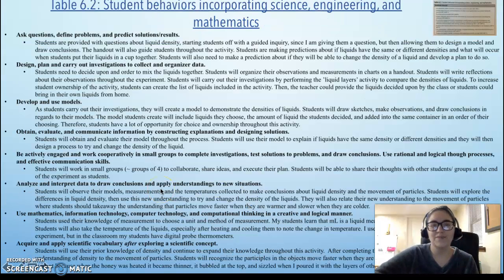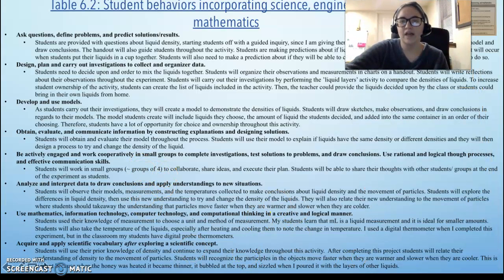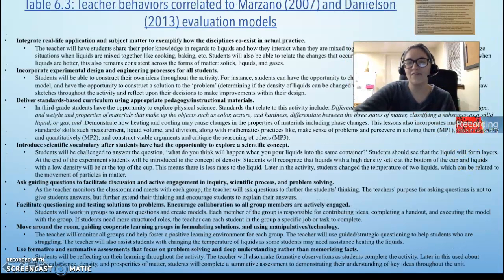Here is my 6.2, incorporation of behaviors incorporating science and engineering for mathematics, and you can pause this to read it, or I'll include my PowerPoint, and the same thing for 6.3.